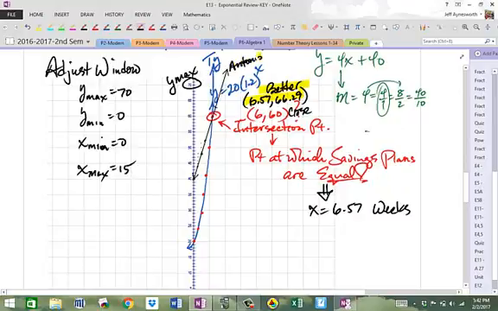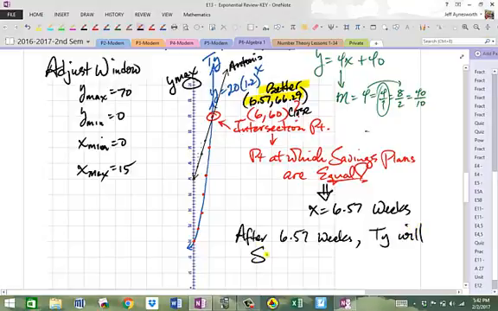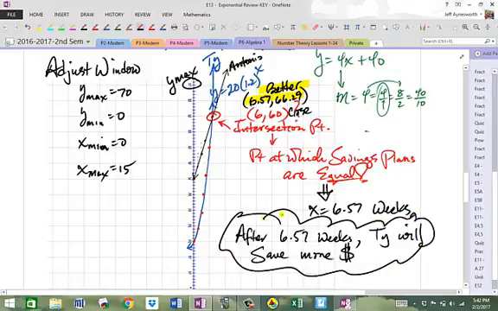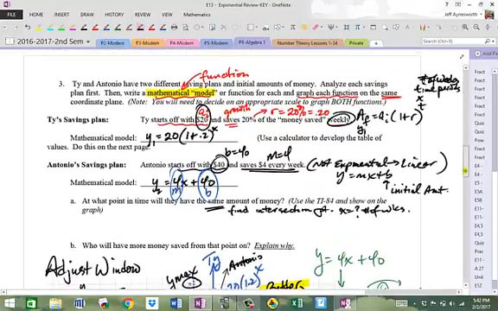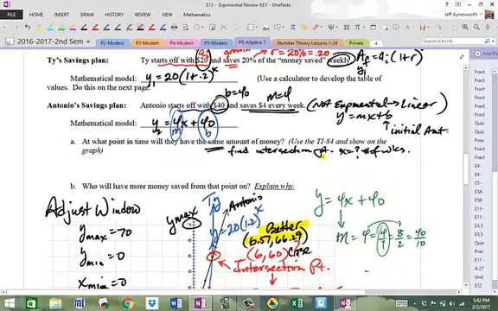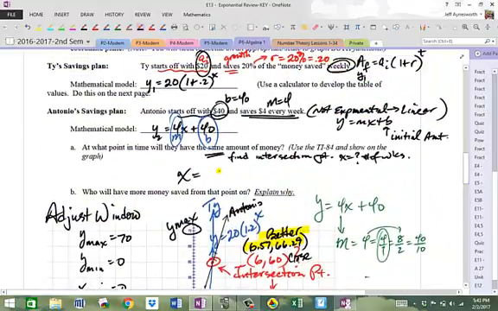All right, so after 6.57 weeks, Ty will save more money. And that's what we want to answer, I think. So let's go back and read the question here. At what point in time will they have the same amount of money? We answer that. 6.57 weeks. Make sure you say weeks.